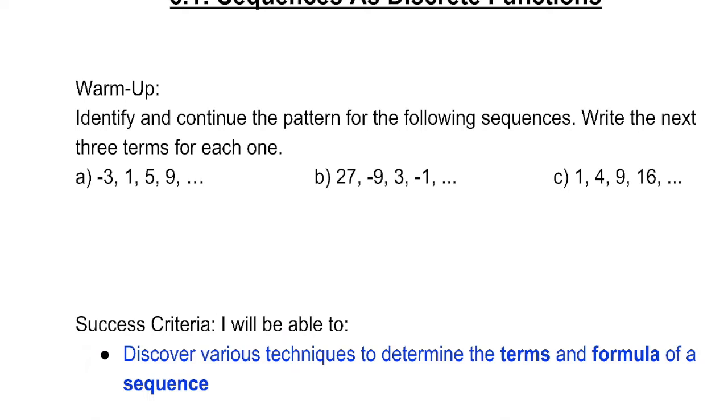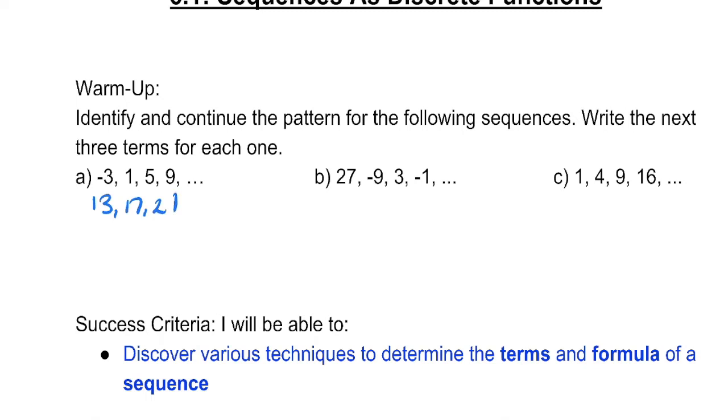So in the first question, A, we've got -3, 1, 5, and 9. The pattern that we could probably see from that is that the numbers are going up by 4, so therefore the next three numbers would be 13, 17, and 21.